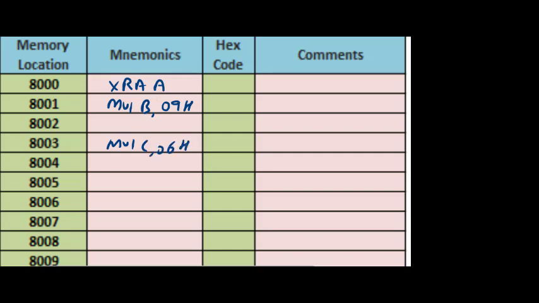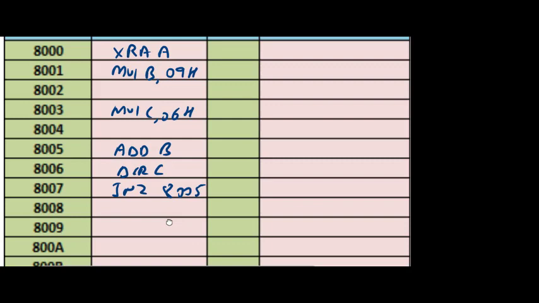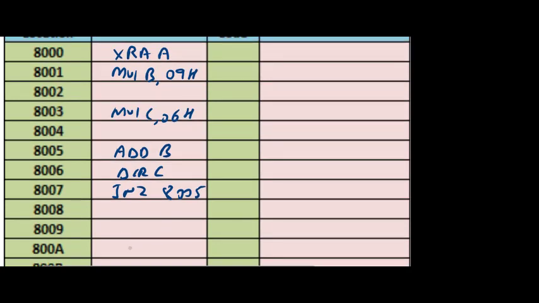So this is a 1 byte instruction. Then here ADD B, then DCR C, then JNZ 8005, and finally we have the halt. So this one instruction can also make A 0. So this is how we do that particular program.